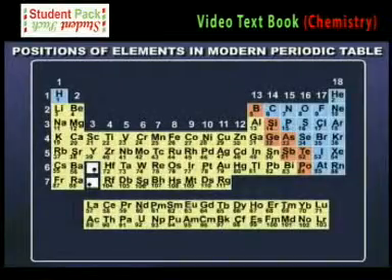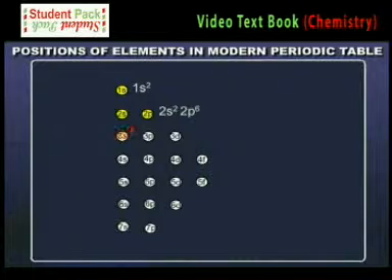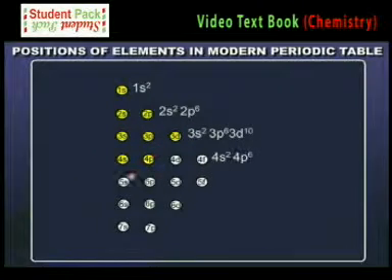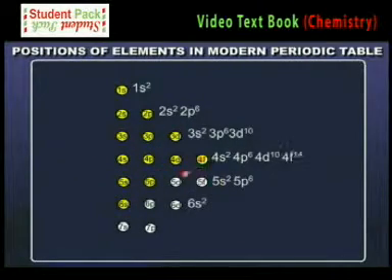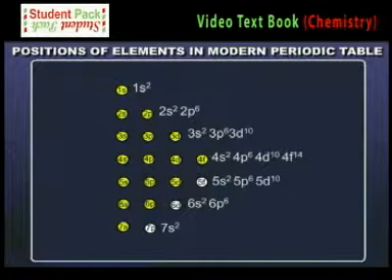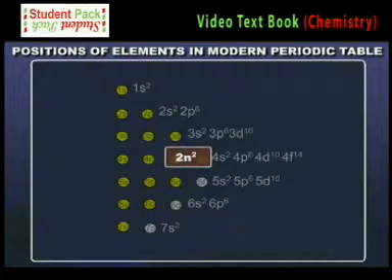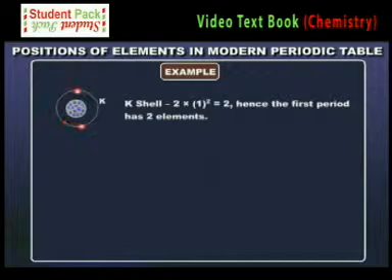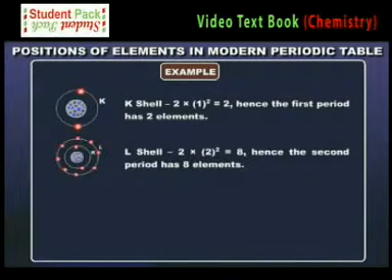The number of elements in a particular period can be explained based on how electrons are filled into various shells. The maximum number of electrons that can be accommodated in a single shell is given by the formula 2n², where n is the number of the given shell from the nucleus. For example, the K shell can accommodate 2 electrons and hence the first period has 2 elements. The L shell can accommodate 8 electrons and hence the second period has 8 elements.